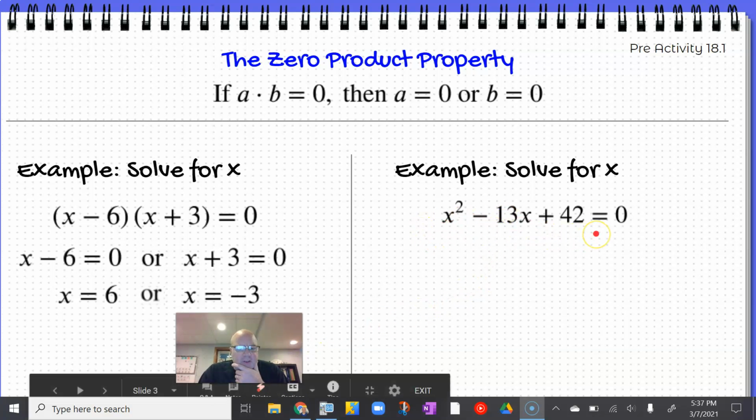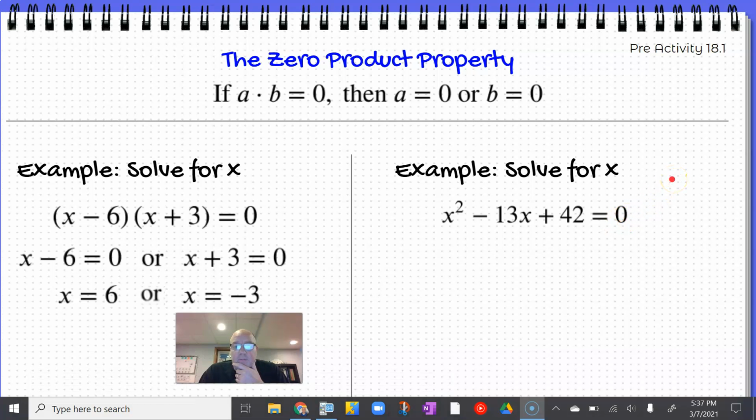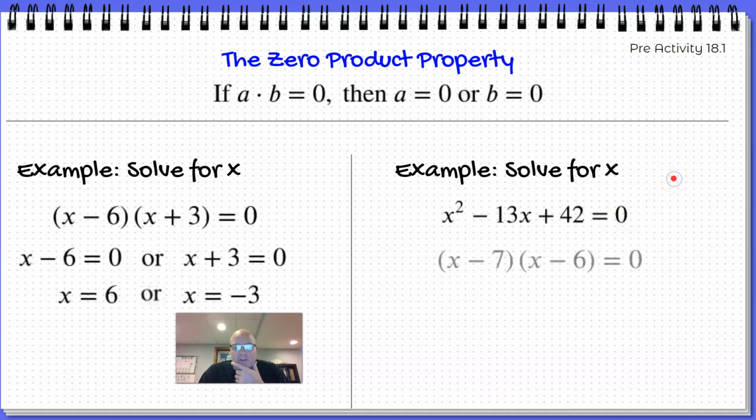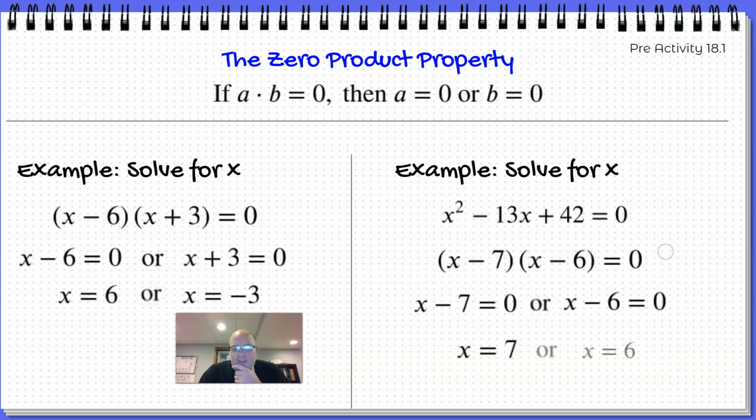In order for x squared minus 13x plus 42 to equal 0, what we're going to have to do is put this into factored form, because the zero product property only works when we have two factors that are equal to 0. Okay, so if I factor this, this should bring back some good memories. x squared is x times x. 42, we have a lot of different options, but we're going to say 7 and 6. As long as both of these are negative, negative 7 and negative 6, then I know that the sum is going to be negative 13. So now I say x minus 7 is equal to 0 or x minus 6 is equal to 0. Therefore, x is equal to 7 or x is equal to 6.